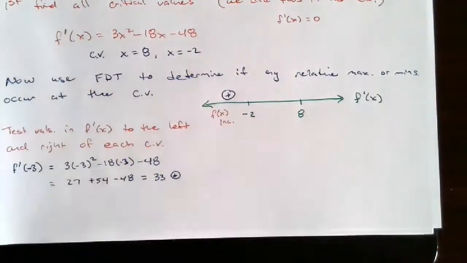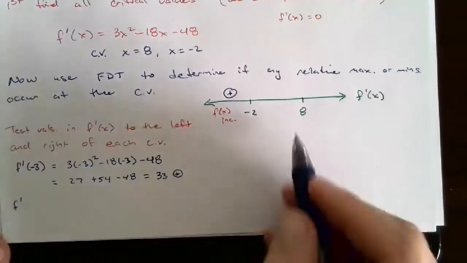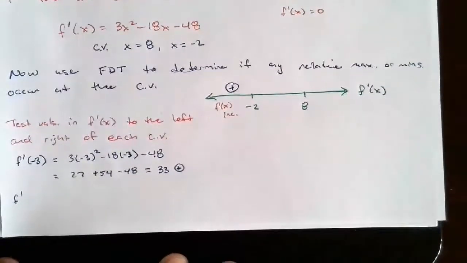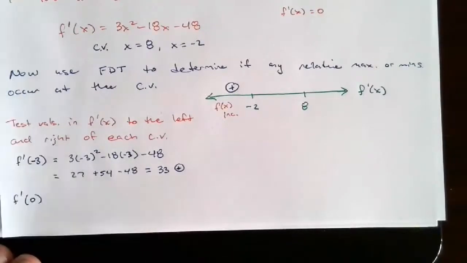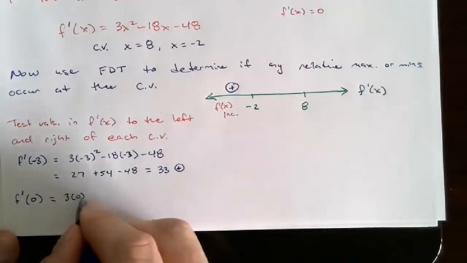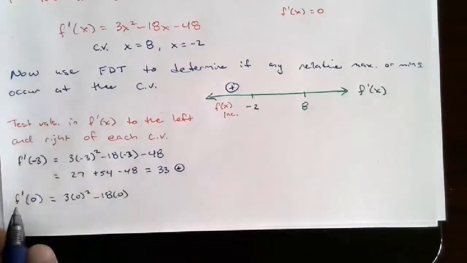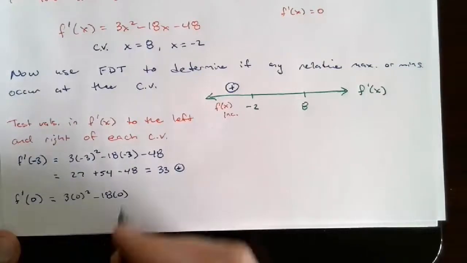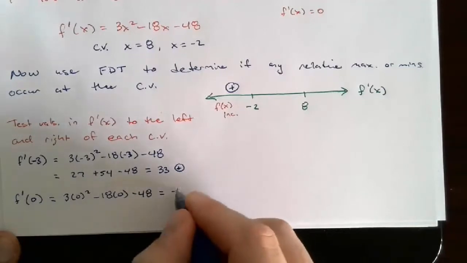Then we do this for the next part of the interval. We're going to look at f prime of a number between -2 and 8. I'm going to pick 0, which is usually the easiest one to use, though you can pick any number between -2 and 8. So f prime of 0 is 3 times 0 squared minus 18 times 0, and then minus 48. Make sure you're substituting into f prime and not the original function. So this ends up equaling -48.